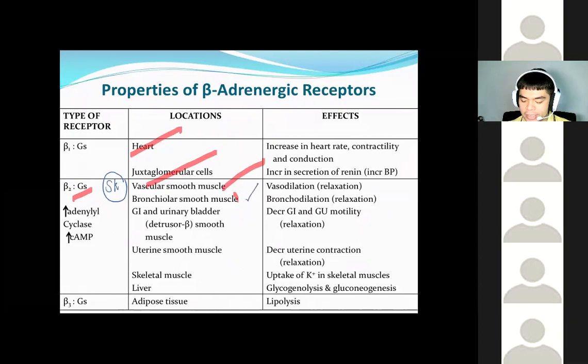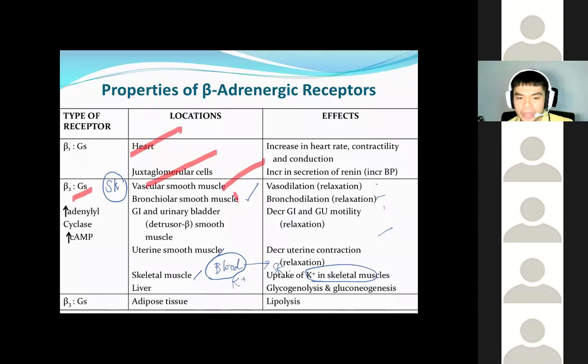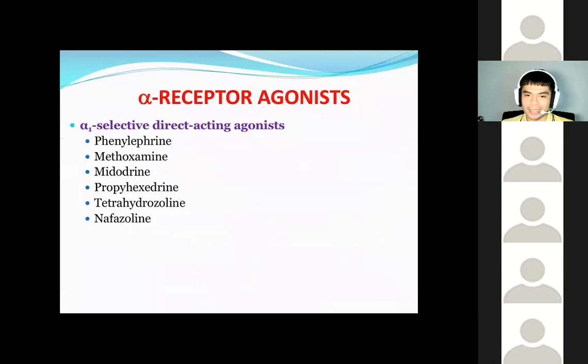And then sa bronchi, na-discuss na rin natin siya. Puro dilation as you can see. And then uterine smooth muscles, skeletal muscles. Ito yung sinabi ko na uptake of potassium. Ibig sabihin, from the blood, pupunta ang potassium sa skeletal muscle. Therefore, anong mangyayari sa blood potassium? Tataas or bababa pag lumipat sa skeletal muscle? Bababa. Kaya what did I tell you earlier? Ano pang effect ng beta-2? Hypo o hyperkalemia? Hypokalemia. Very good. And then adipose, lipolysis for beta-3. So actually, na-discuss ko na siya lahat kanina.